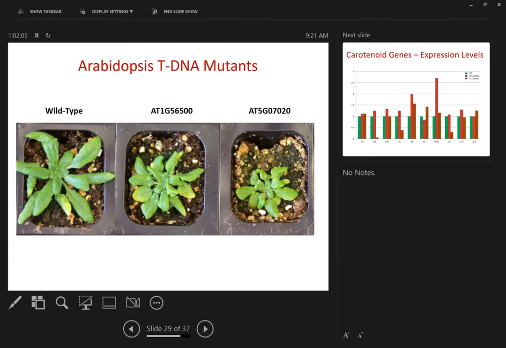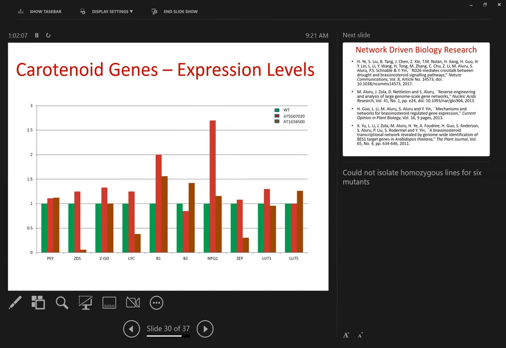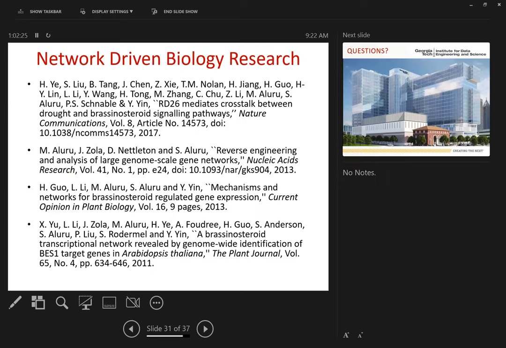So by observing what is affected, I could actually position this in the pathway and learn the pathway and so forth. So we use these machine learning approaches in order to study Arabidopsis through a bunch of grants with the biology division at NSF and our collaborators. We studied the carotenoid pathway, we studied another pathway called the brassinosteroid pathway, and then we have a bunch of papers in biological journals that are coming out of these networks.